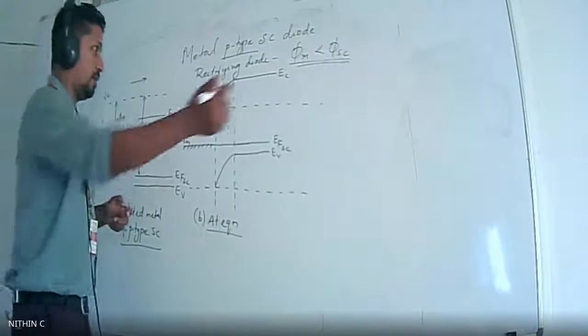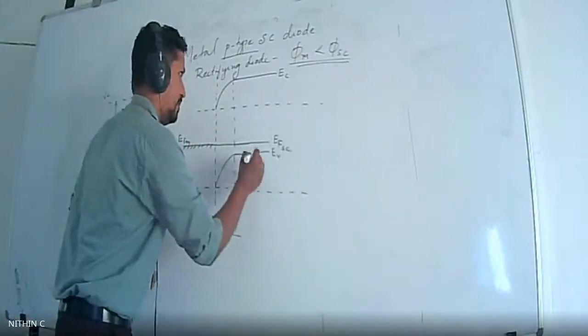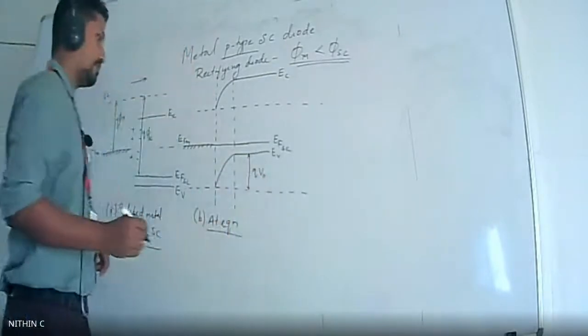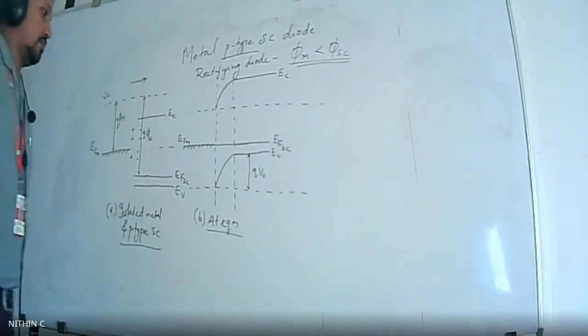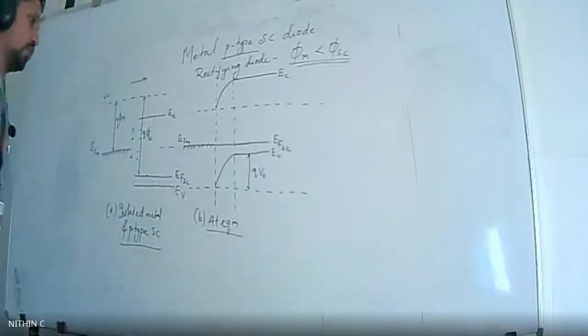So you can mark, this will be QV0. So equilibrium condition is over. Next, we need to draw the forward bias condition.